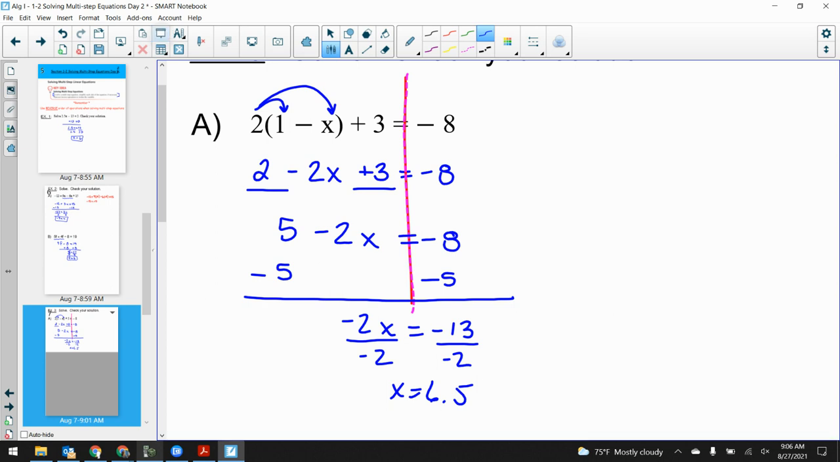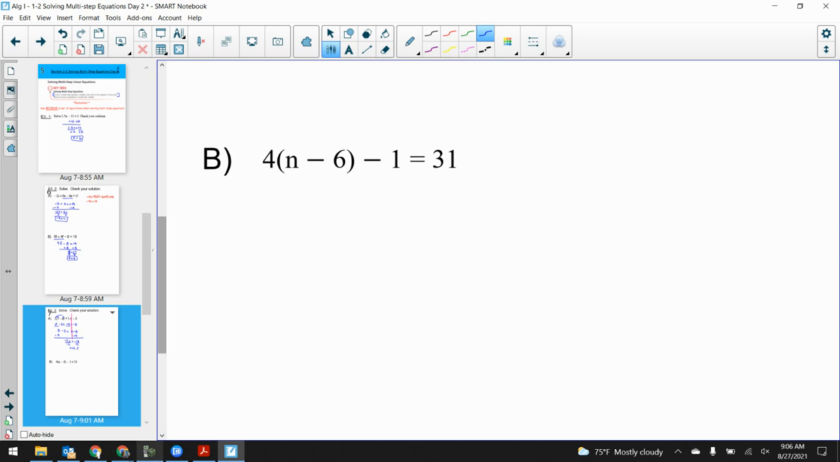Okay, let's take a look at the next one here. Example B. We got 4 quantity n minus 6 minus 1 is equal to 31. Okay, what's my first step here? It's Brianna, right? Brianna. Distribute. Good. I distribute the 4 in. So that's going to give me 4n, and then negative 6 times 4 is negative 24, minus 1.